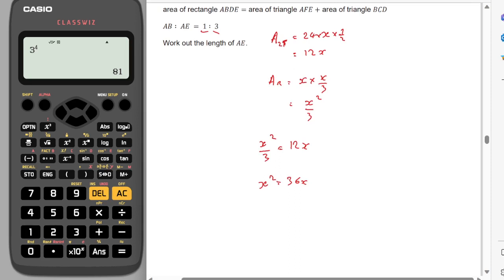So in theory, x has got to be a positive length, so I can divide by x on both sides. So x is equal to 36. That would be acceptable in this question because we're only dealing with a positive length.